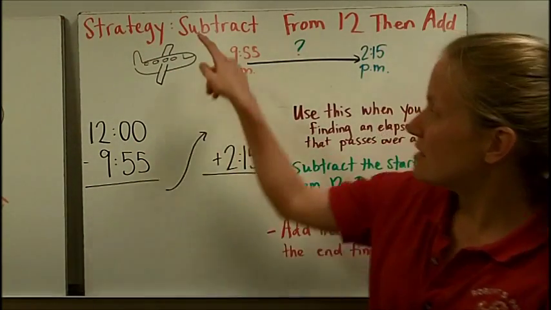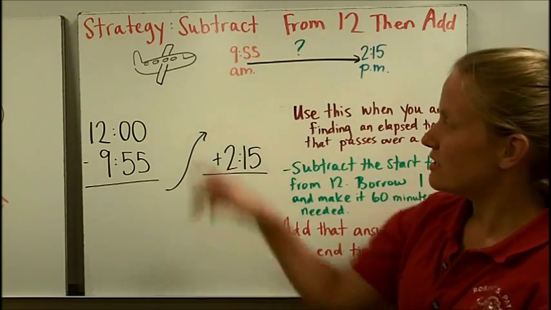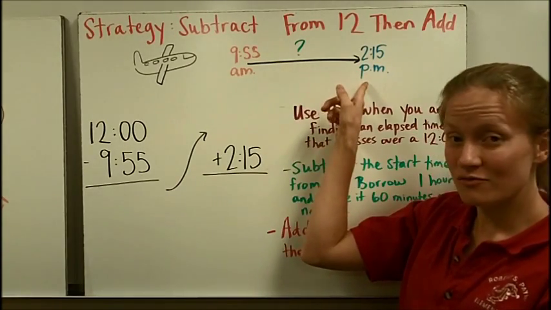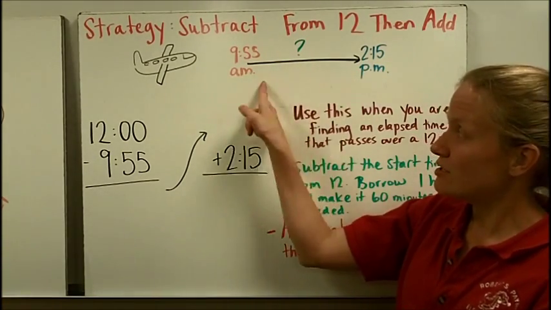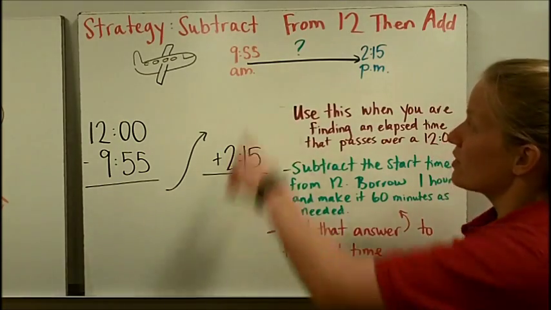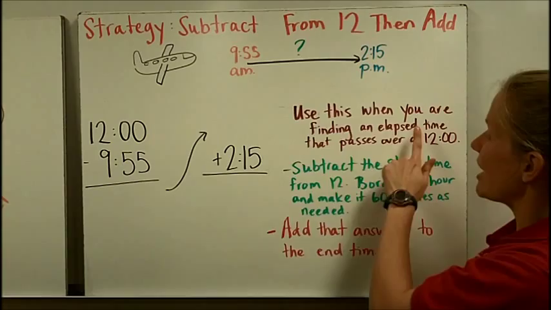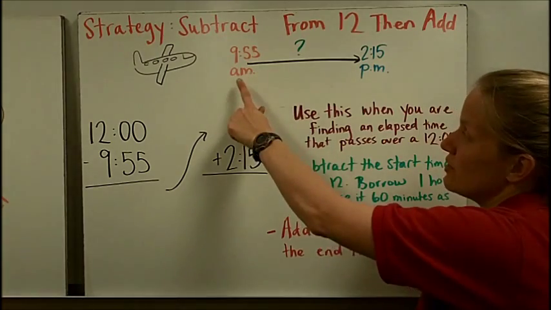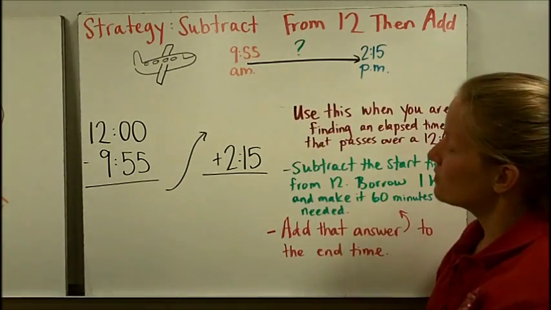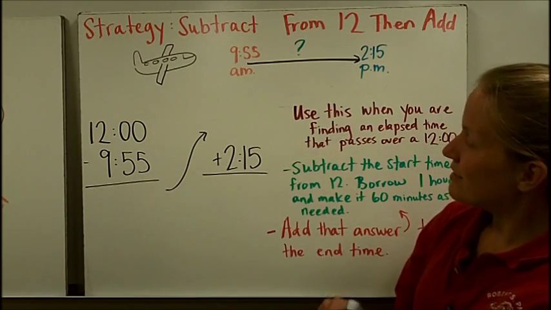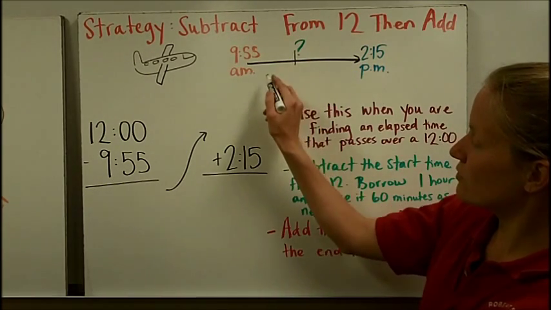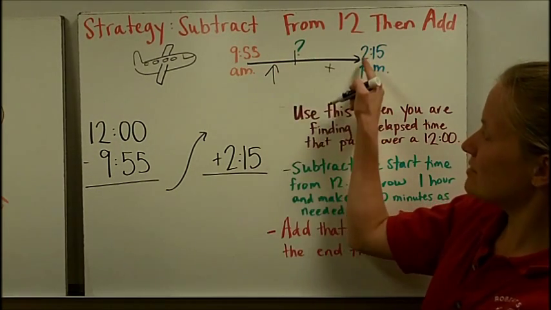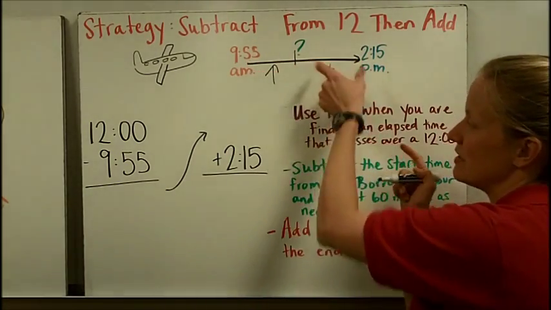Next is the subtract from 12, then add strategy. And this is the story where you went to the airport at 9:55 and you were there until 2:15 because your flight was late. And we wanted to know how much time was spent in the airport. We're going to use this strategy when you are finding an elapsed time that passes over a 12 o'clock, either noon or midnight. So we are passing noon here, so this strategy will work. Basically what we're going to do is find out how long it is until noon. We're going to find out this amount by subtracting backwards, and then we're going to add this amount to it. So we're going to find out this piece and this piece.